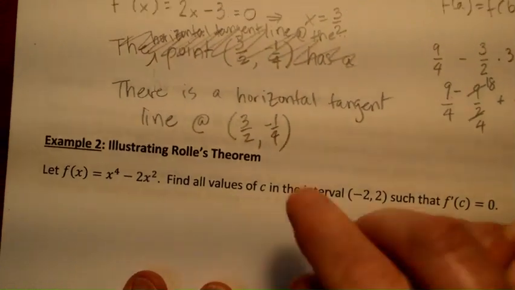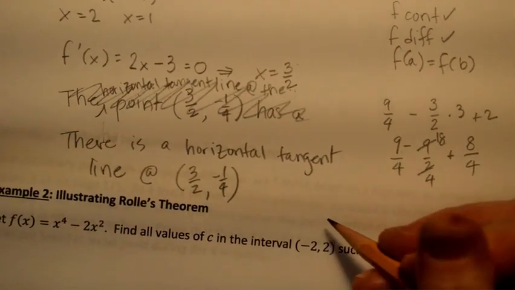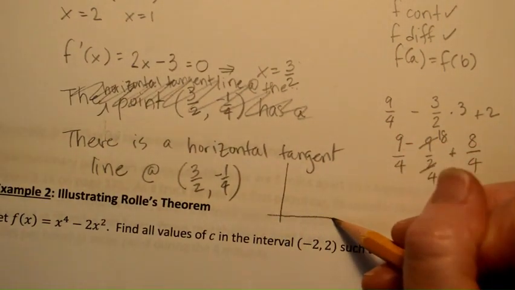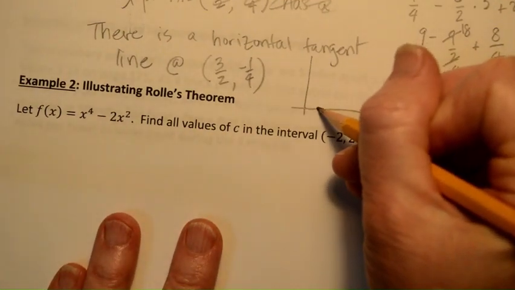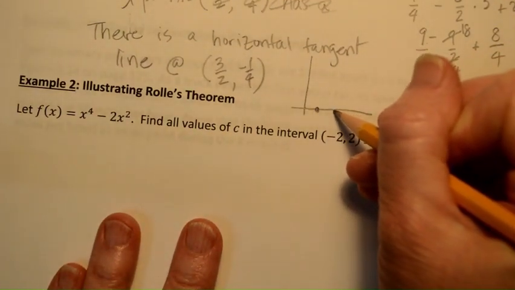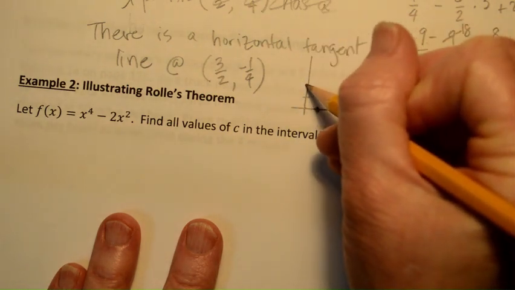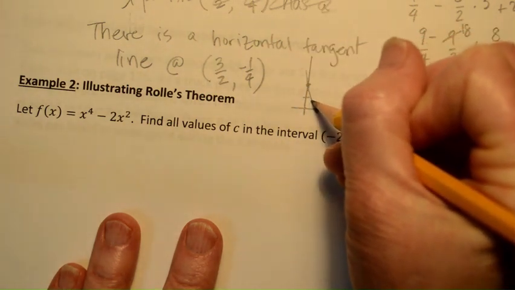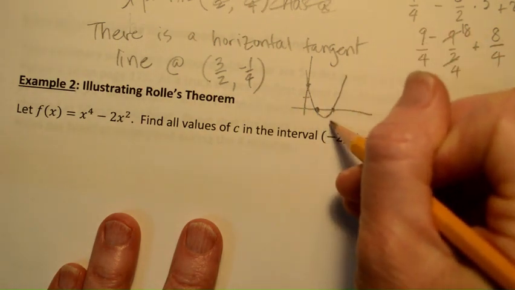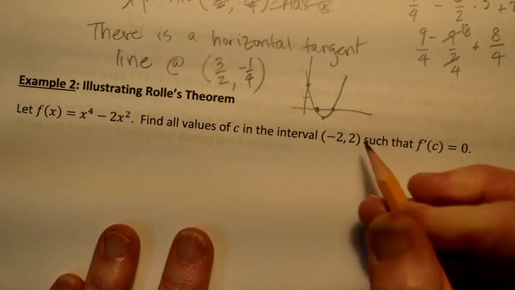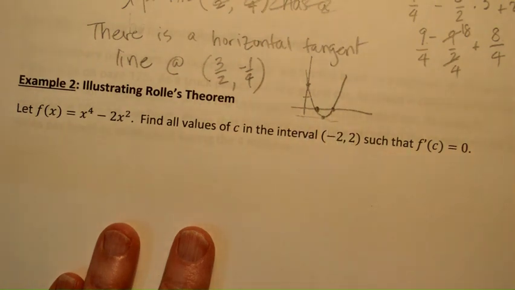We know this is a parabola, so let me just show you what that looks like. It's got its intercepts at 1 and 2, and it's going to have its y-intercept at 2. So it's going to look something like this. And we can see there that at that point halfway between the two of them, it will have a horizontal tangent line.